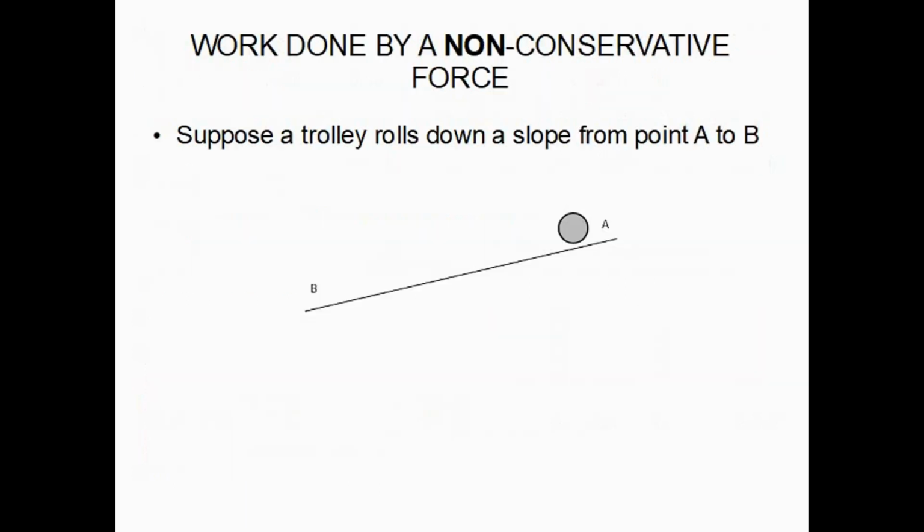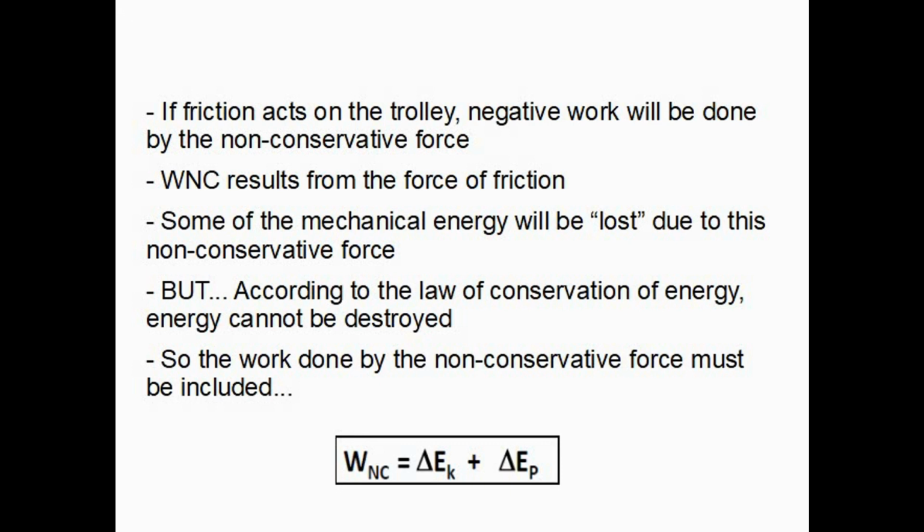So let's calculate the work done by a non-conservative force. Let's suppose a trolley rolls down a slope from point A to point B. The trolley is rolling down from here to there. Now, if friction acts on the trolley, negative work will be done by the non-conservative force. The work done by the non-conservative force, W_NC, results from the force of friction. So some of the mechanical energy will be lost due to this non-conservative force.